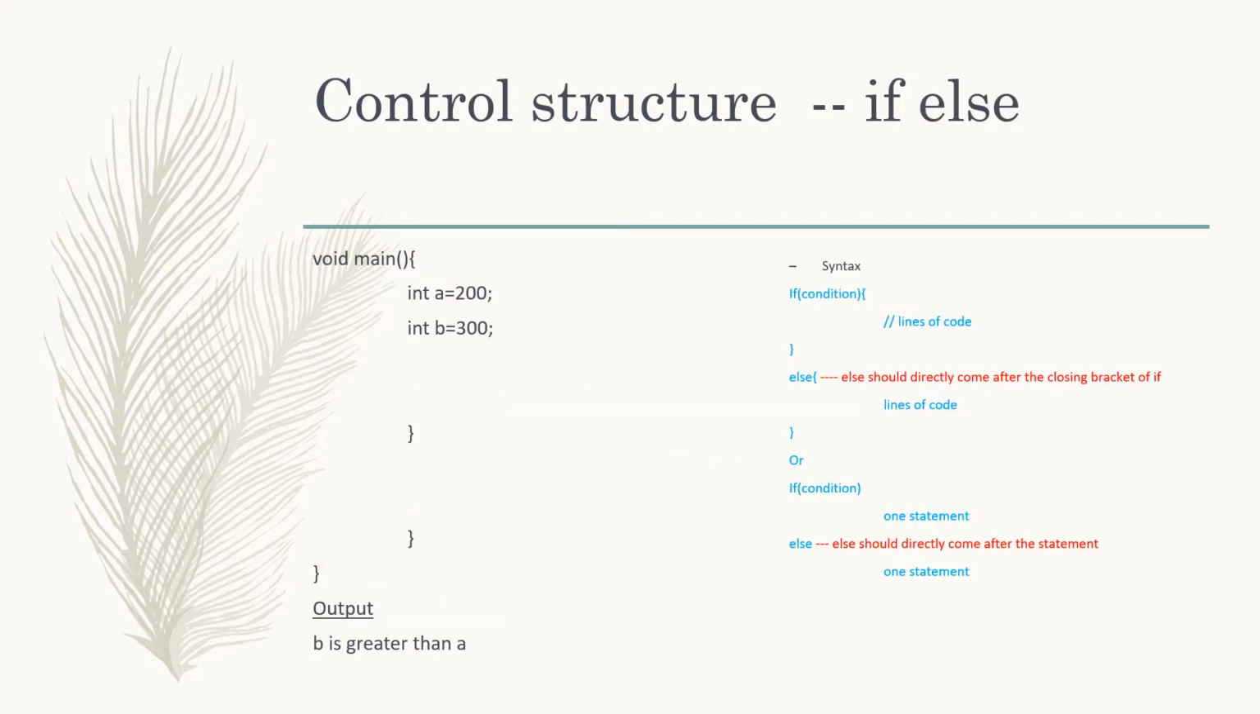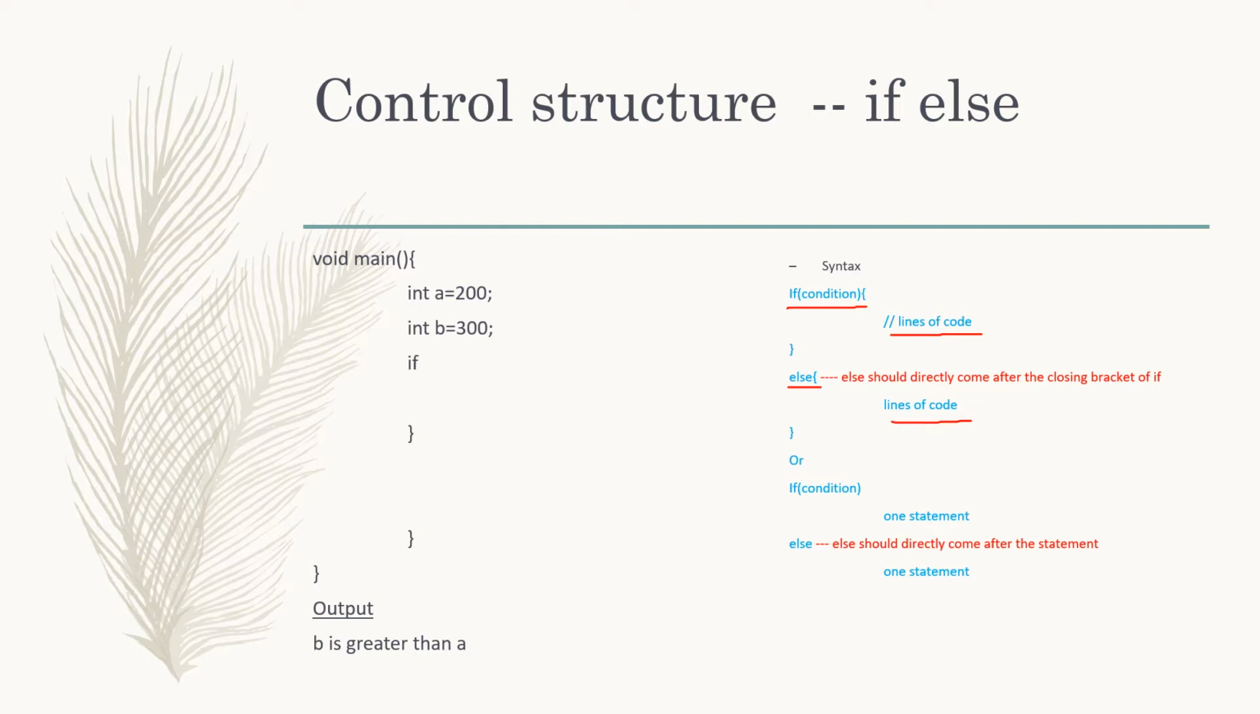Now control structure if else is one step ahead of if. If we want to execute few lines of code when a condition is true, we will write those lines of code in if. But if we want to execute few lines of code when the condition is false, that time we will write them in else part. So here you have the syntax. If condition is true, these lines of code will get executed. If they are false, you will go to else and these lines of code will get executed.